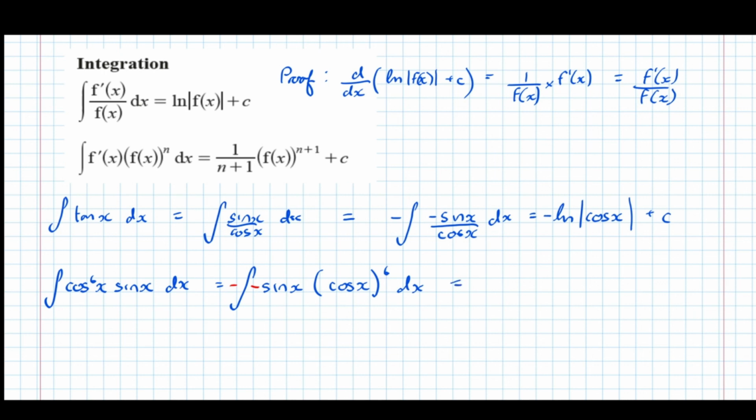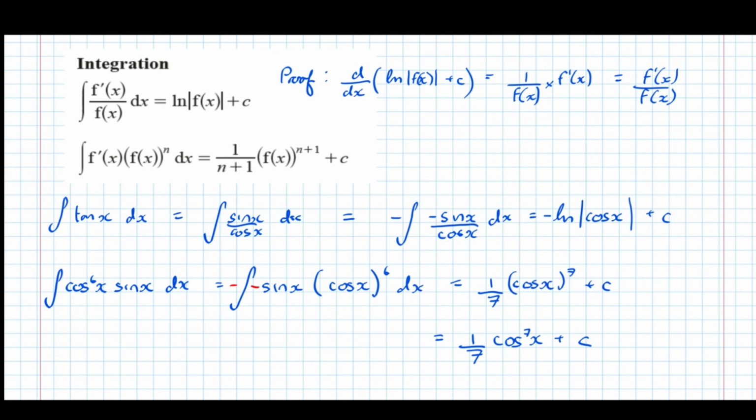So now I've got that expression, it's 1 over n plus 1, so 1 over 7, f of x, which is cos x, to the power of n plus 1, so to the power of 7, plus c. Writing it in a more standard format, cos to the power of 7 x plus c is that one there. So that's a relatively straightforward question.